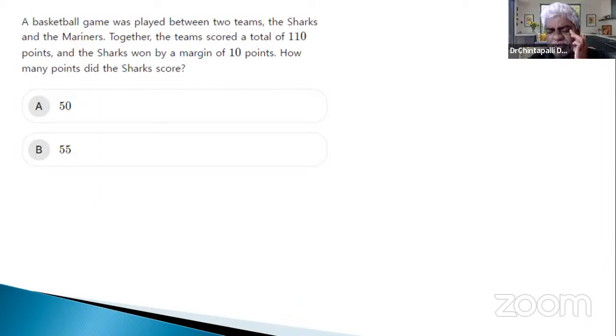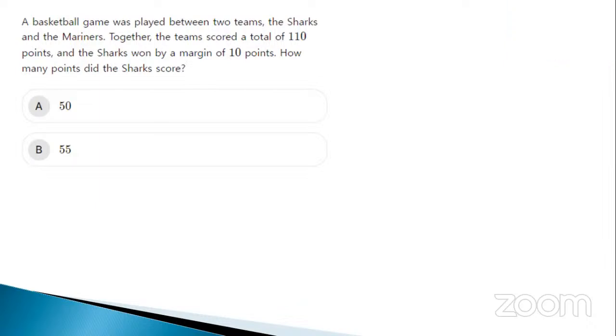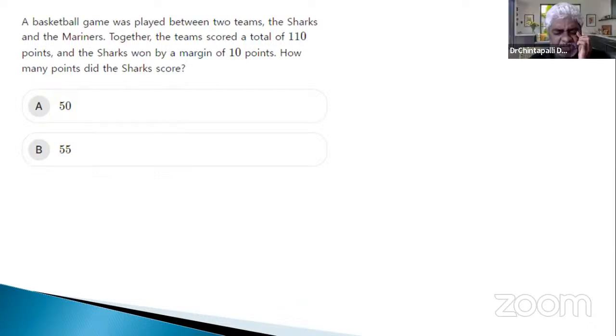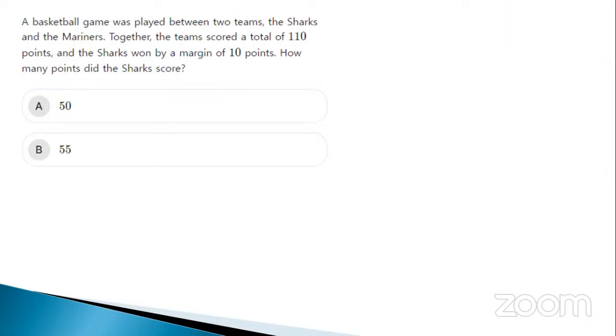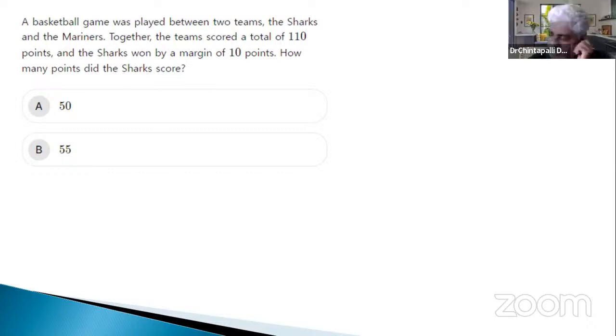This puzzle was asked by Endamuri Virendranath in a meeting. Two persons have some money. Total of their money is 110 rupees. The first person has 10 rupees more than the second person. Then what is the money of each? Here also, together the total is 110 points, and the Sharks won by a margin of 10 points. So Sharks has 10 more points than Mariners. How many points did Sharks score?